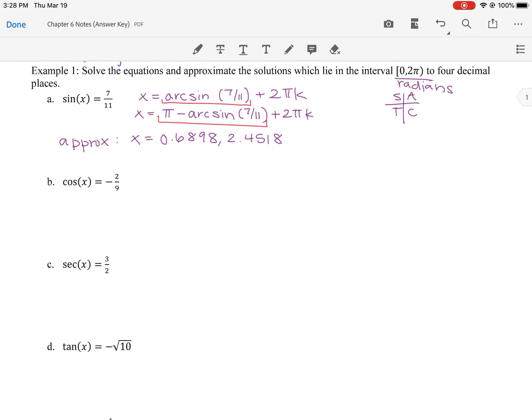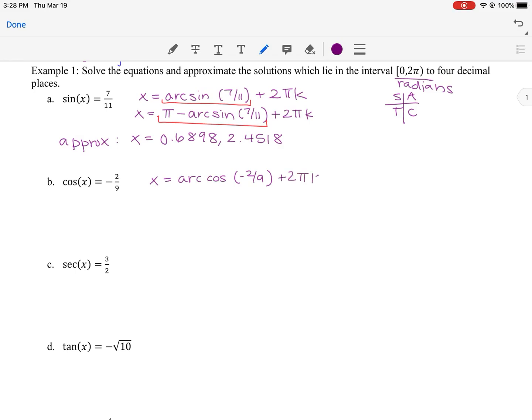Okay, so let's look at this next one with cosine. Once again, if we want the exact answer, we're going to do x equals arc cosine to give us back the angle of -2/9. But if we want all the equivalent ones, we're going to add the 2 pi k. Okay, for cosine, all students take calculus.